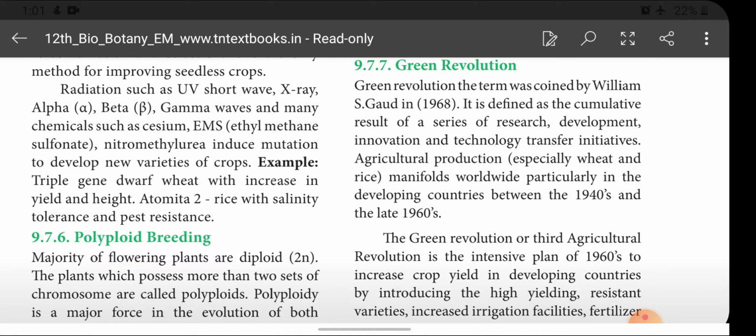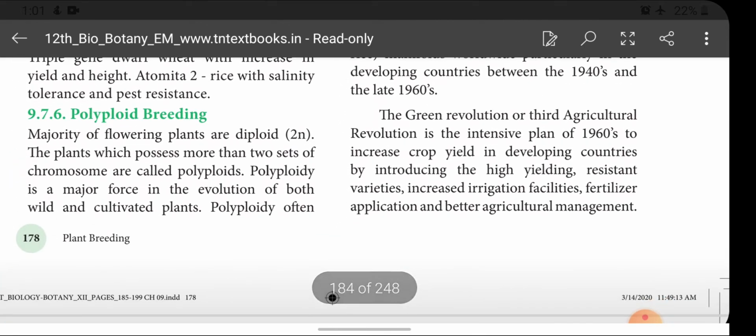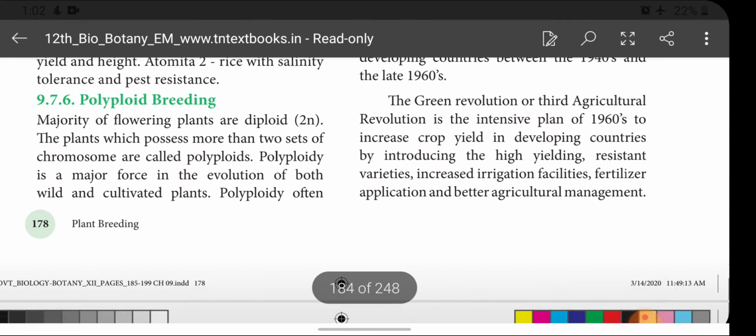Its definition is the cumulative result of a series of research, development, innovation and technology transfer initiatives in agricultural production, such as wheat and rice, is called what? Green revolution. The green revolution or third agricultural revolution is the intensive plan of the 1960s to increase crop yield in developing countries by introducing high yielding resistant varieties, increased irrigation facilities, fertilizer application and better agricultural management. So these are the various techniques used to increase crop yield, and it is called the green revolution. It took place during the 1960s.